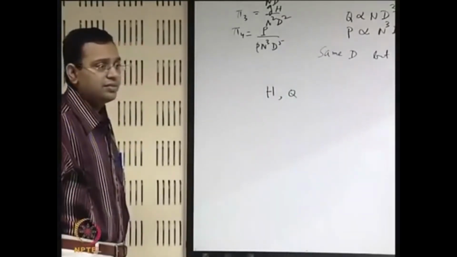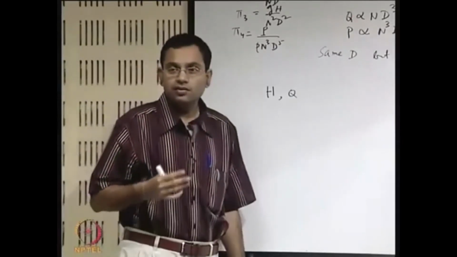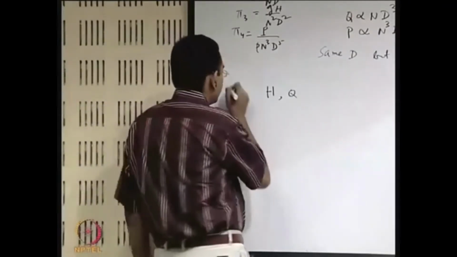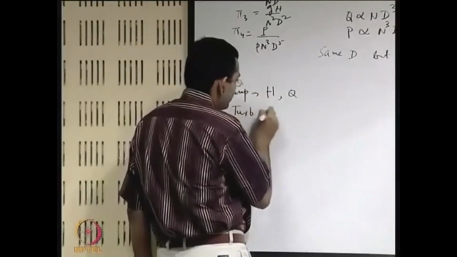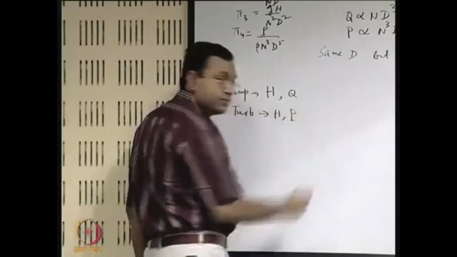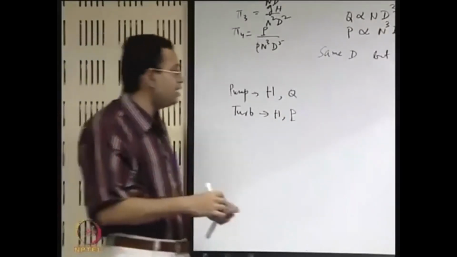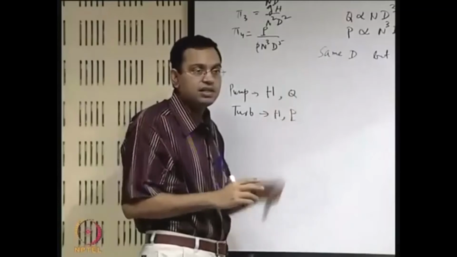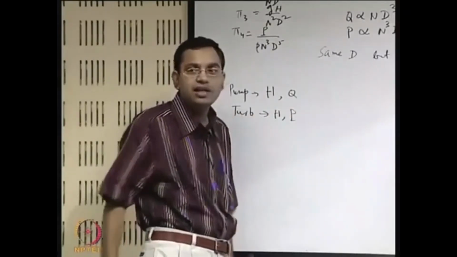On the other hand, if you have a turbine, the important characterizations are H and the power, because for a turbine it is not the flow rate or the discharge that is explicitly important, it is the power at the end that is important.